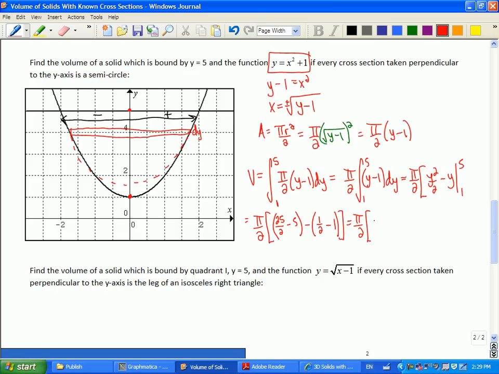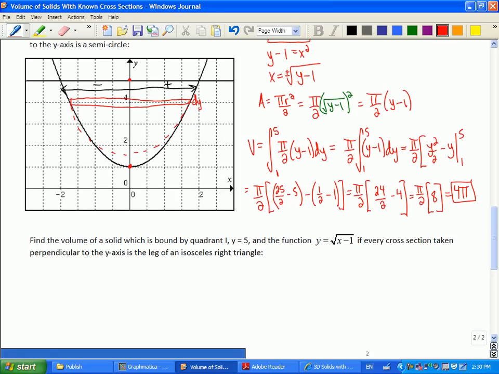So 25 minus a half would be 24 halves. And then I'd have negative 5 plus 1 would be negative 4. So that's going to be 12 minus 4 is 8. So 4 pi, I hope, is my integral. So that would be the volume of this figure, whose cross sections are known to be semicircles as you go across.